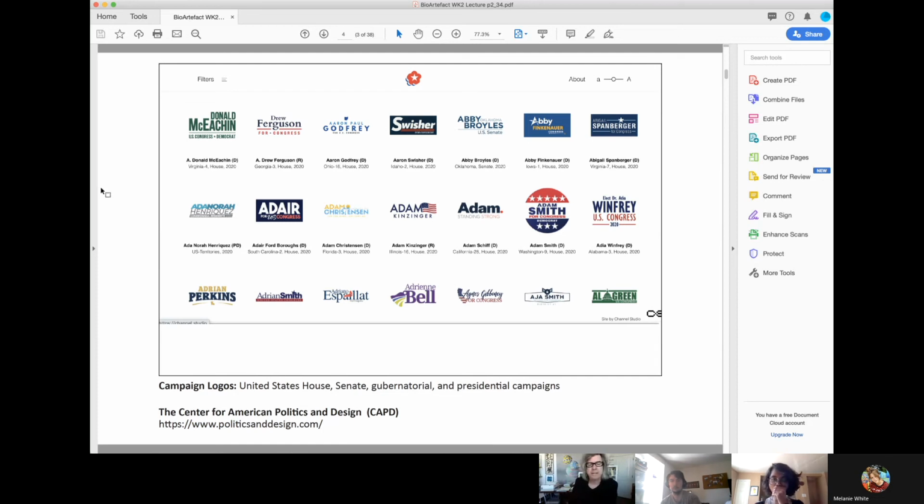If you haven't already looked at this site, it gives you an extraordinary overview of a whole range of campaign logos that have been created, that exist now. I'm not sure if they go back to previous campaigns.